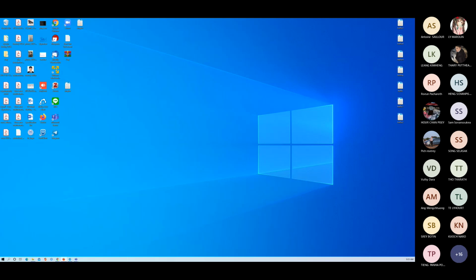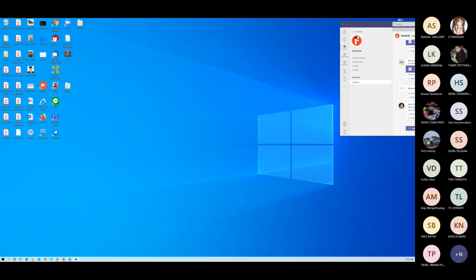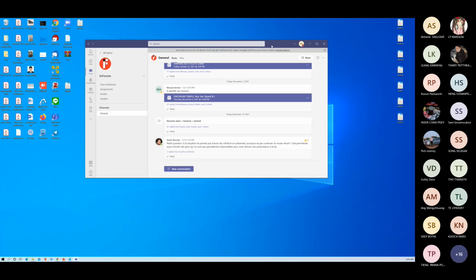Because in Teams you have posts, right? For example, in the forum here, you just create a new conversation post and then you send a file that consists of the project topic and then the team members.